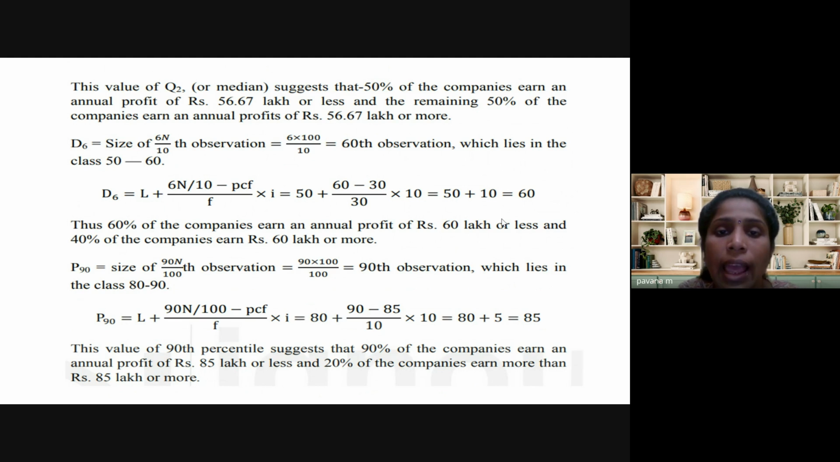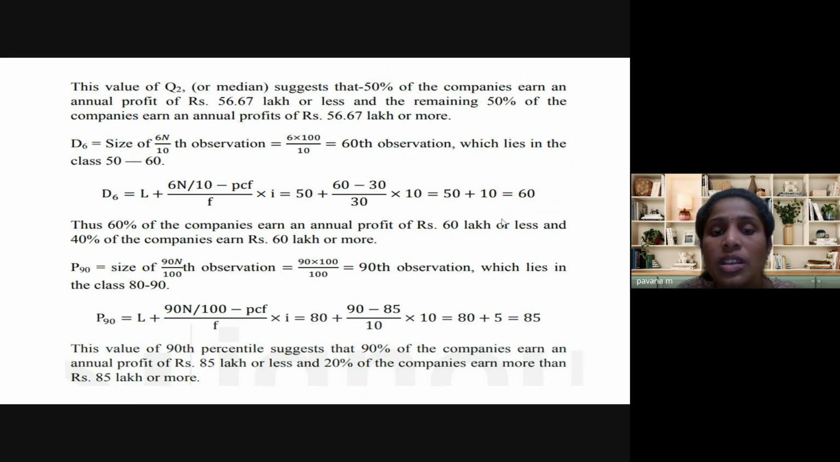Once you get Q2, then you have to calculate D6. How will you calculate D6? D6 means decile. Decile means 10 equal parts. So D6 means 6n by 10, the size of 6n by 10. Here n means 100, so 6 into 100 by 10.